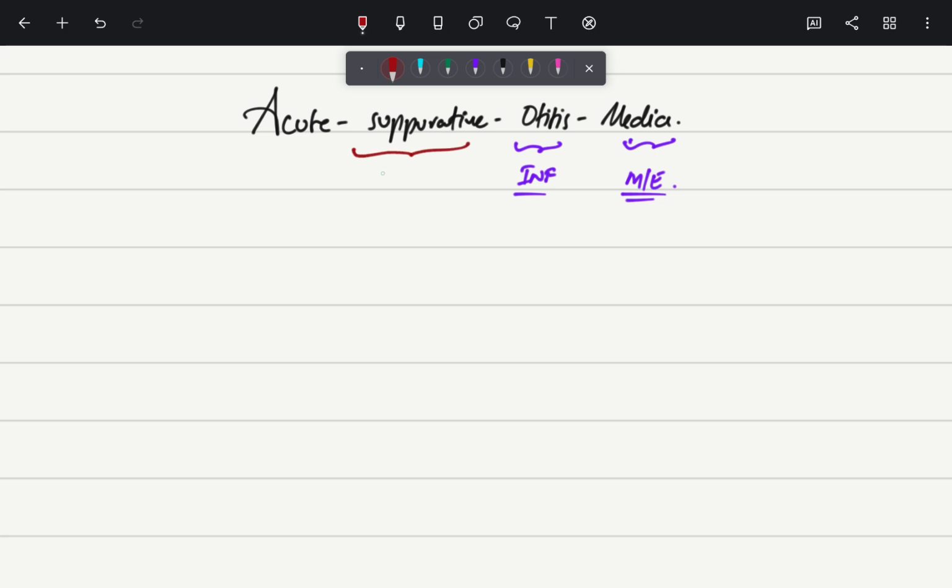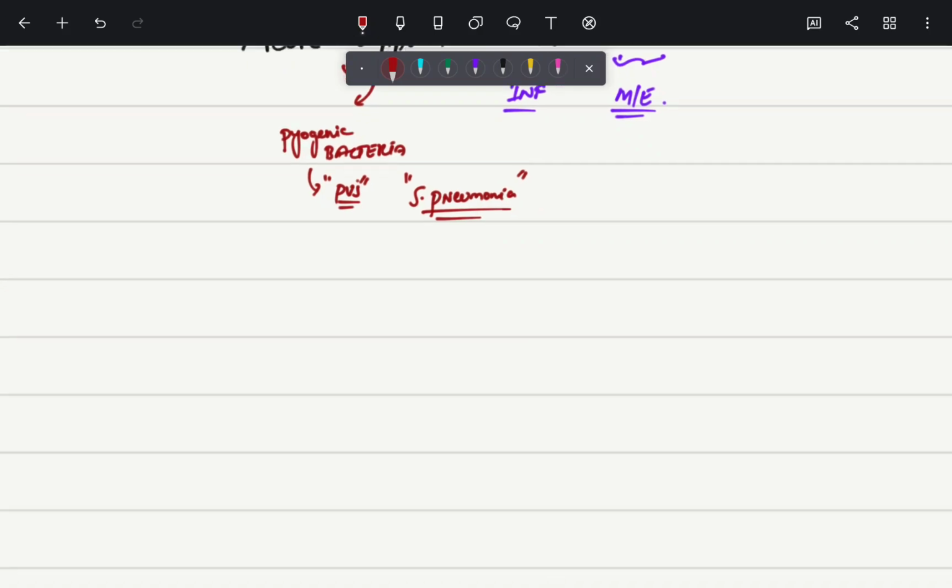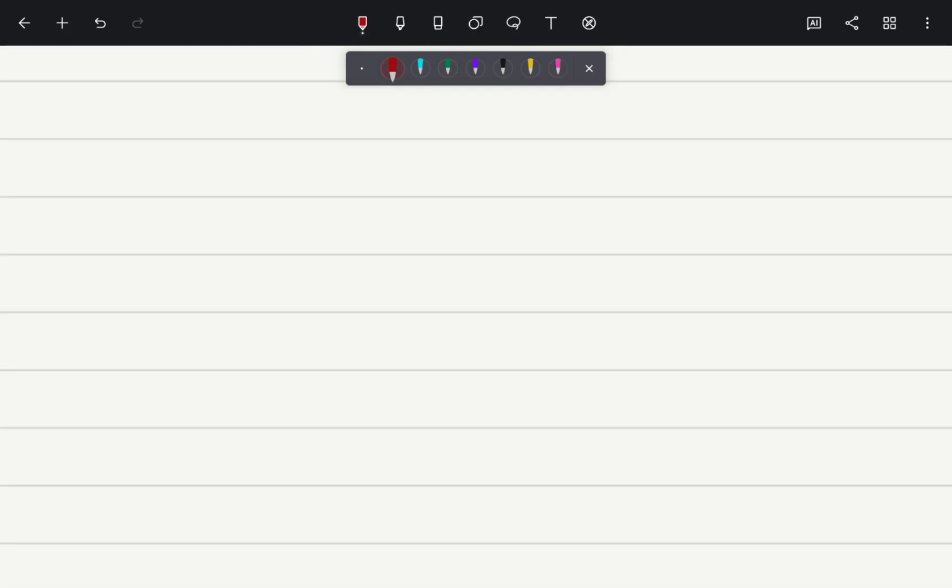Now what is meant by suppurative? Suppurative means whenever there is pyogenic bacteria, and this bacteria will produce a lot of pus. This pus producing bacteria, such as Streptococcus pneumoniae, which produces a lot of pus in the middle ear cavity, are called suppurative organisms. I hope you are clear with the term.